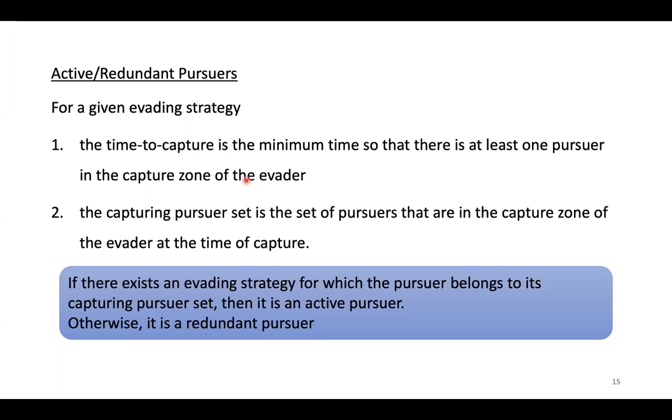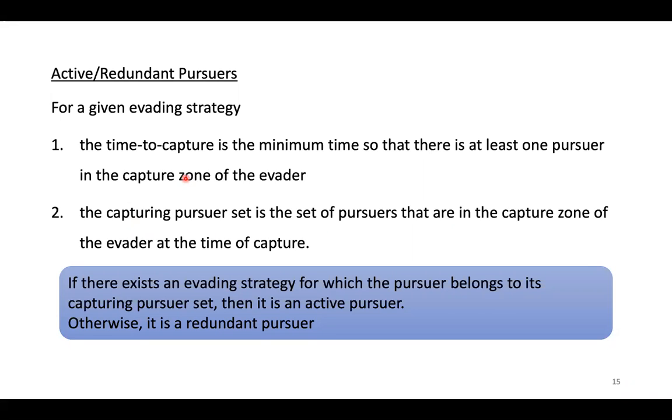which means in this situation, I can define what is called the time to capture, which is the minimum time so that there is at least one pursuer in the capture zone of the evader. And the capturing pursuer set is the set of pursuers that are in the capture zone of the evader at the time of capture. Okay, which means if I have to define an active pursuer, there should exist an evading strategy where that pursuer is in the capturing pursuer set. And if there exists no evading strategy for which the pursuer can be in the corresponding capturing pursuer set, then it is a redundant pursuer.